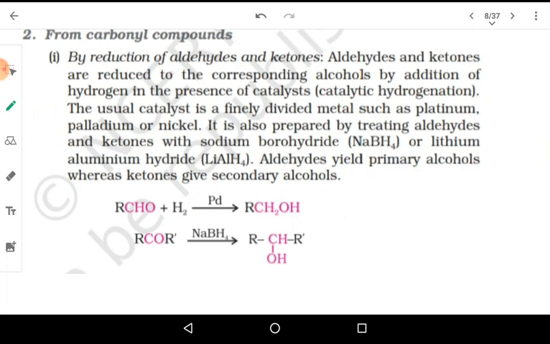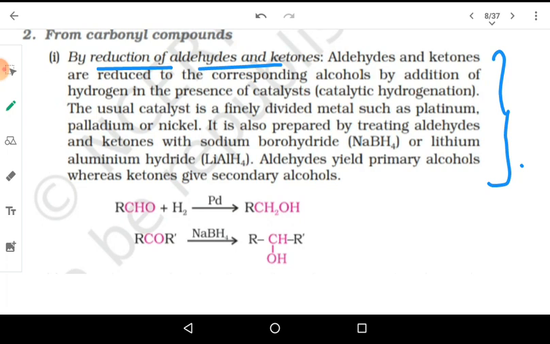Now let us see how we can prepare alcohols from carbonyl compounds. This is a very important paragraph. We can get theory questions as well as critical thinking questions from here. So let us read this carefully. By the reduction of aldehydes and ketones, we can obtain alcohols. Aldehydes and ketones are reduced to the corresponding alcohols by different methods.